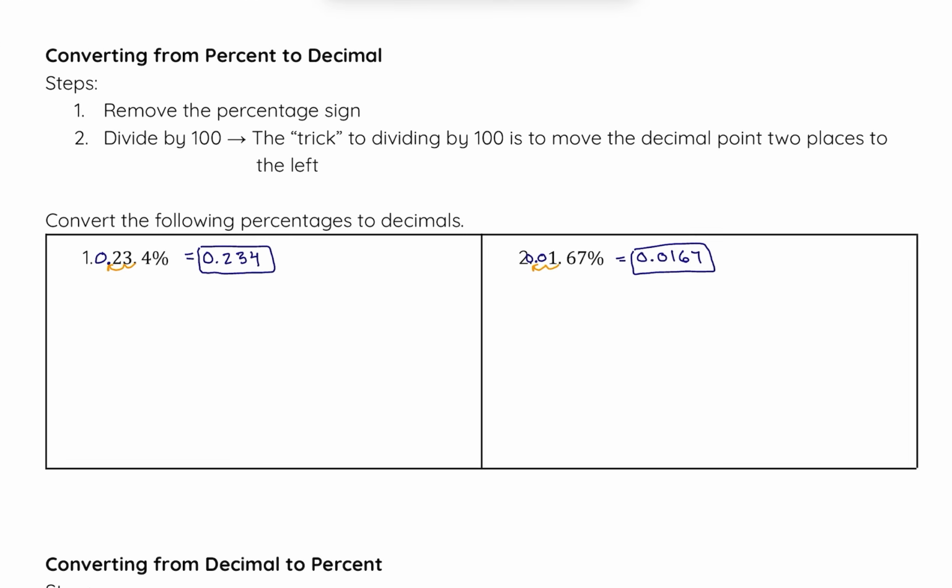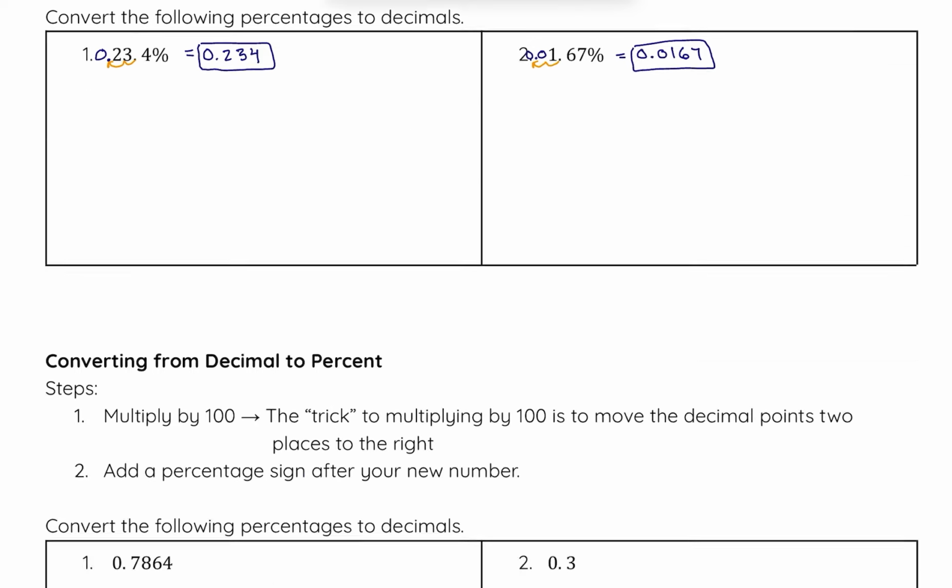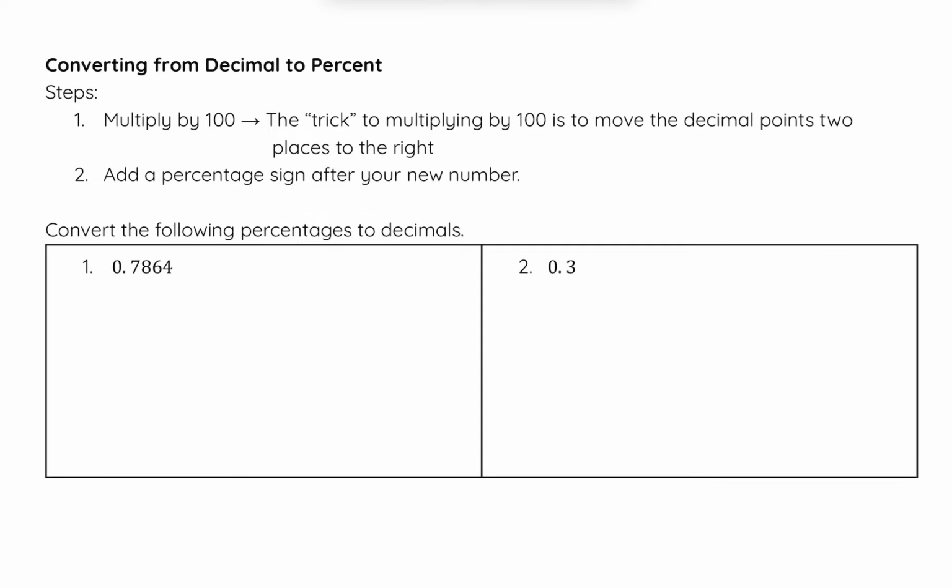Now we're going to talk about how we go backwards and we can convert a decimal to a percent. So since we're doing the opposite, well, the opposite of dividing by 100 is multiplying by 100. So that's our first step here. If we're going from a decimal to a percent, we need to multiply by 100. And the trick to that is to just move the decimal 2 places to the right. So essentially, we're just doing the opposite of what we did in the previous conversion.